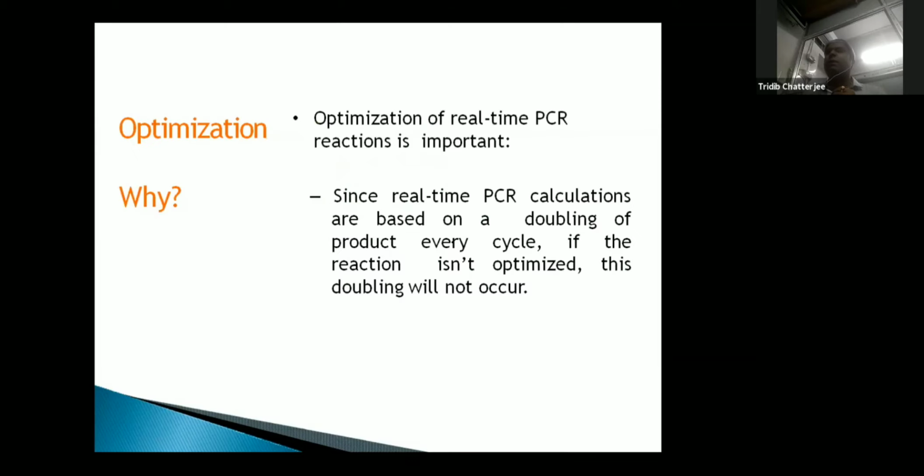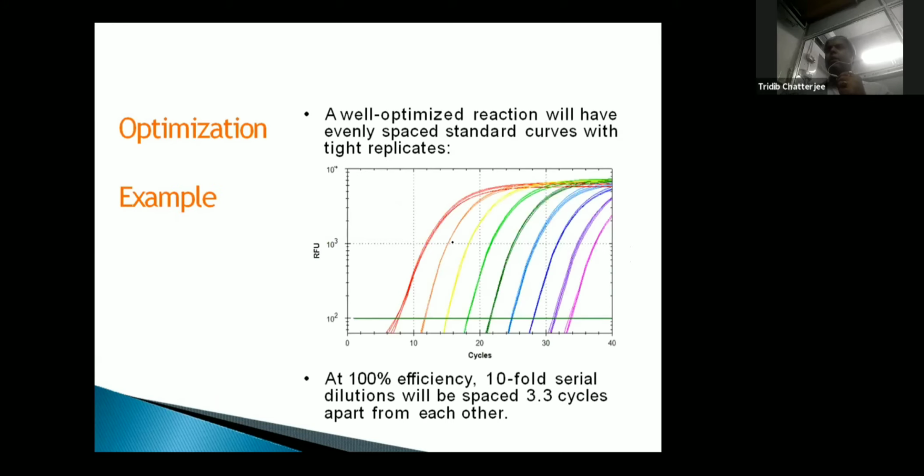Let's see. Optimization is a very important step, because even if you purchase a commercial kit, you need to optimize that kit for your machine, because without optimization, any assay cannot run well in your lab. So a well-optimized reaction will have evenly spaced standard curves with tight replicates. This is a very important word.